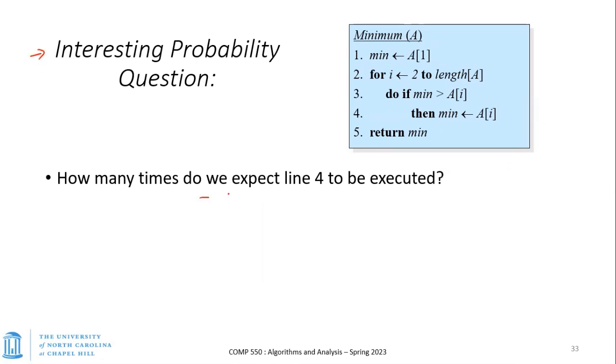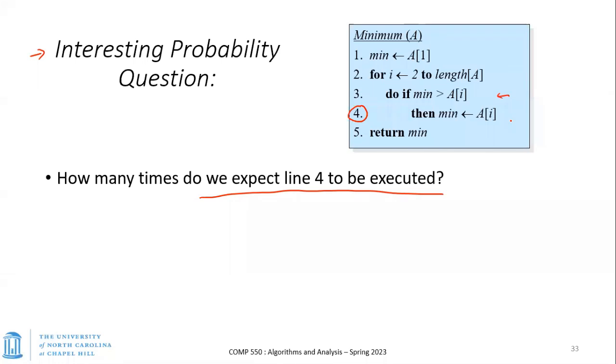But here's another probability question, just so that you build up your probability. How many times do we expect line 4 to be executed? This is a linear time algorithm, right? The number of comparisons is clearly going to be linear, but how many times is the minimum value going to get revised? Remember the hiring problem? It's similar to that. How many times are you going to hire a new person? How many times are you going to update the minimum value? It's an interesting probability problem.